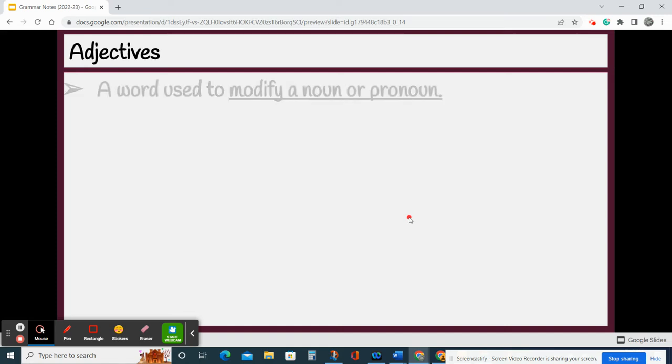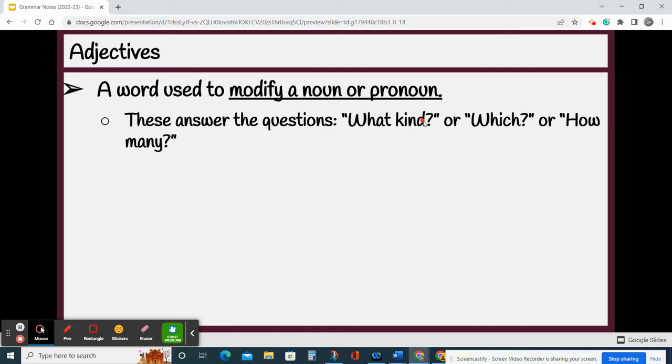Let's start with adjectives. An adjective is a word that is used to modify, and remember, modify means to describe, a noun or a pronoun. And you will remember from last week that a noun is like a person, place, thing, concept, or idea or object, and a pronoun is a word to replace the noun. So, adjectives only have to do with nouns and pronouns. Adjectives answer the questions of what kind, or which, or how many.